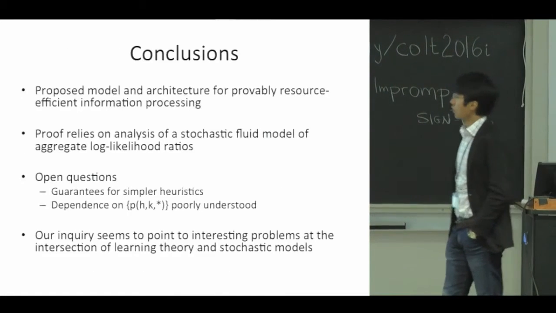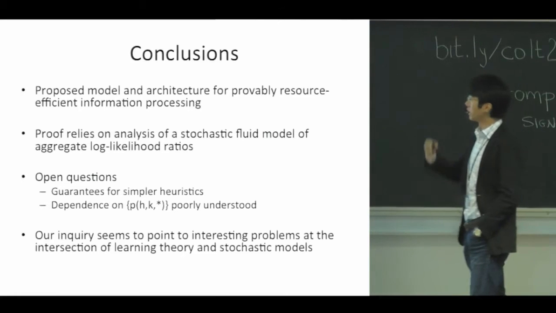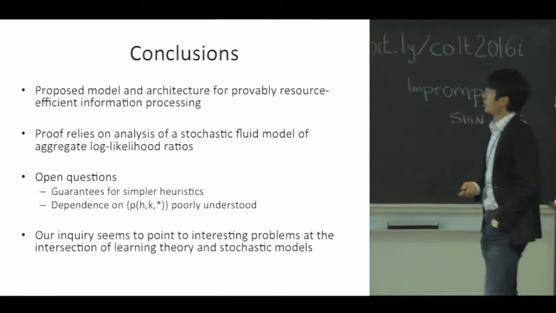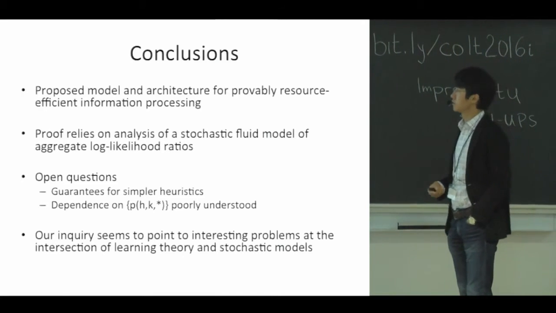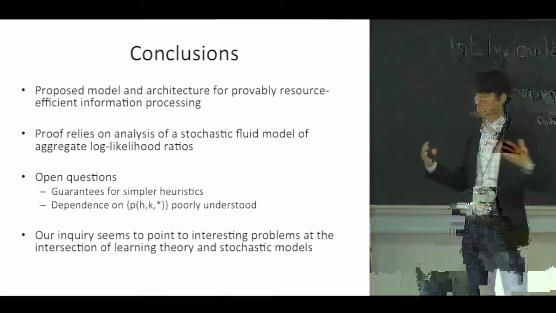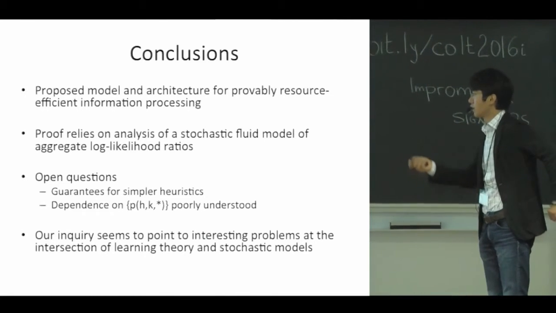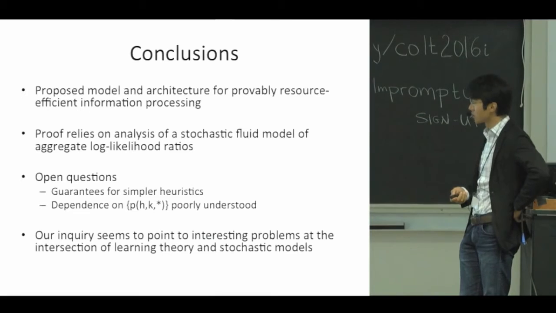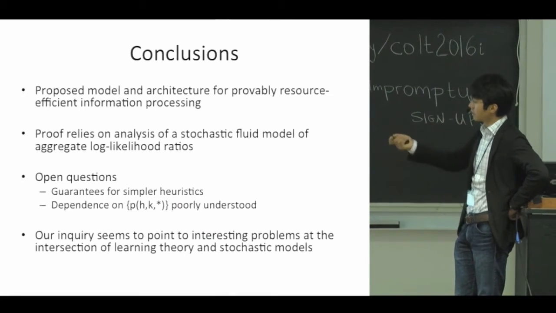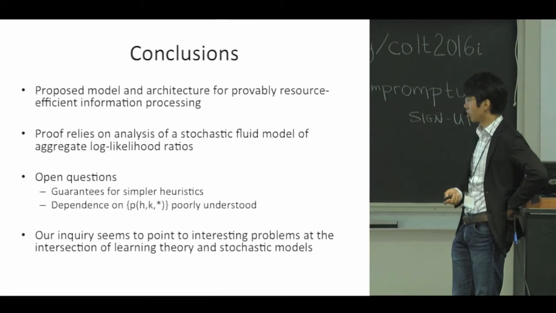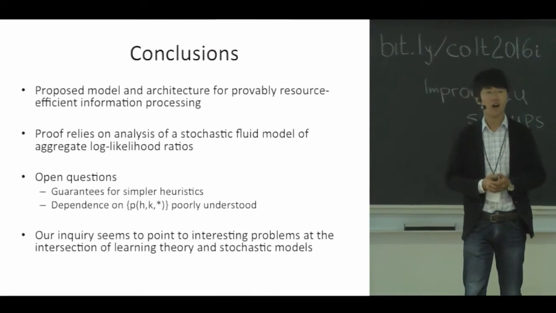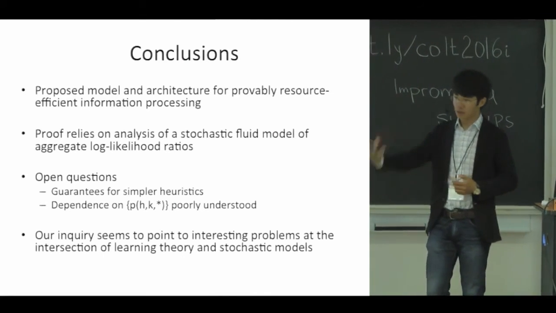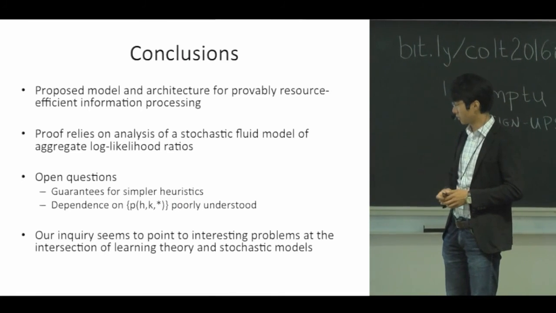The point of this work is to propose, hopefully, a new model and architecture to achieve provably resource-efficient information processing. The proof relies on the analysis of a stochastic fluid model of an aggregate system-wide workload. The open question is how to do this for simpler heuristics. We have some guesses, but the analysis is not quite there yet. The dependence on the type of outcome distribution is quite weak at the moment, which we hope to strengthen. Our question also points to some interesting problems at the intersection of adaptive control, stochastic analysis, statistics, and information theory, so hopefully we'll get to explore that in the future.